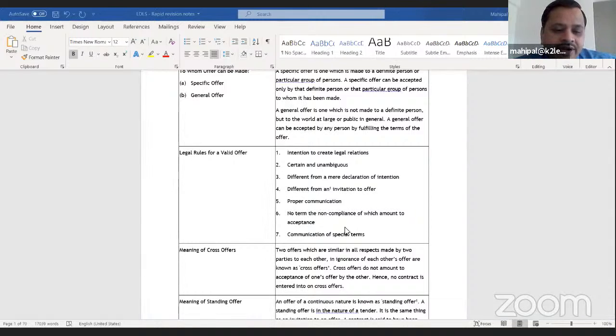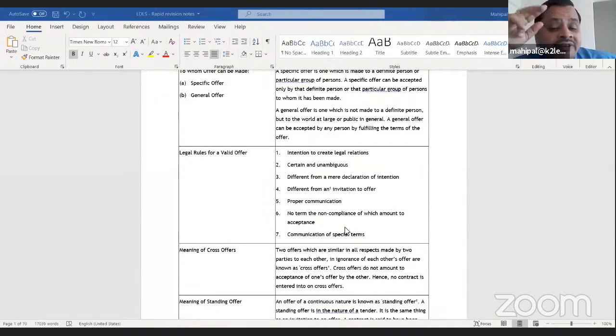Number one, again, we have read in the essential elements of contract, intention to create legal relationship, Balfour versus Balfour. Whenever you make an offer, it should be a commercial offer, not a social offer. Second, the terms of the offer must be certain. It cannot be ambiguous. These are the two important questions which will come from the examination point of view.